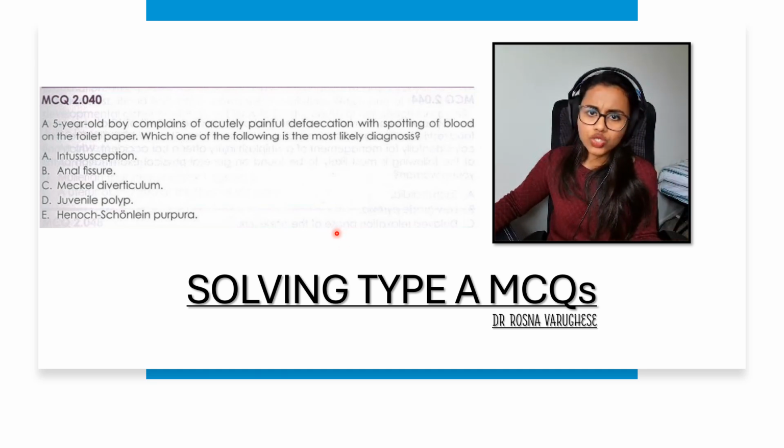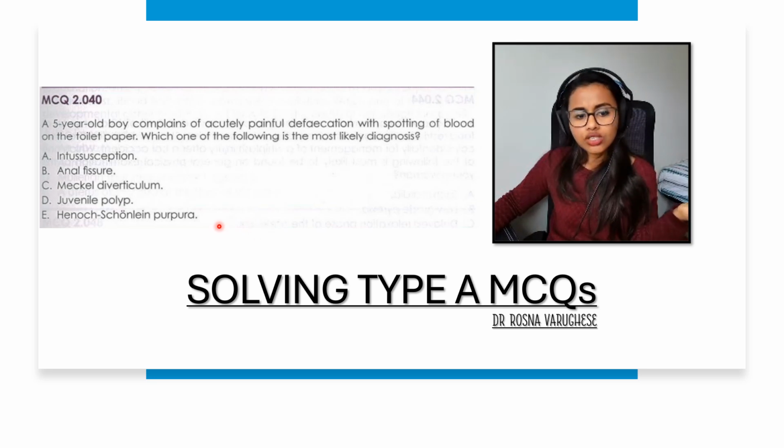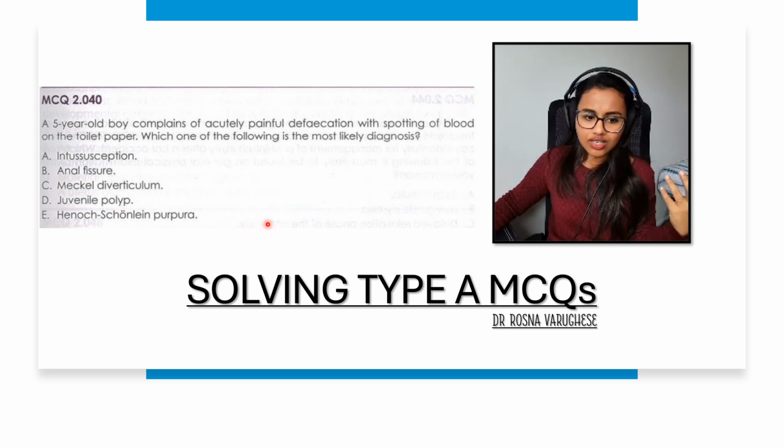What are the clinical features of intussusception? How does it present? Learn a little bit about intussusception when you're doing this question. Don't spend a lot of time on it, because you are going to read and study pediatrics anyway, and you will learn about intussusception. But make sure you understand why you're completely ruling out these options. And for that, you will need to learn about intussusception.